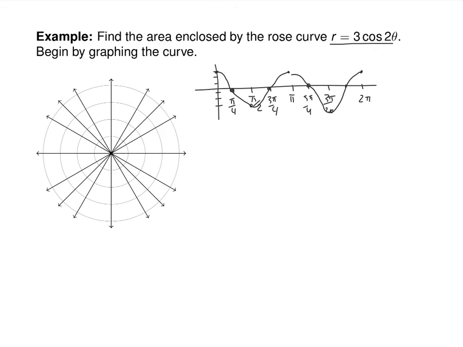This will actually be a 4-petal rose. So we start at 3, by pi quarters we're down to 0. This pi quarters to pi halves bit will be down here. That direction, that direction, that direction. So by pi, we're out at 3. 5 pi quarters back to 0. 3 pi halves had a radius of -3, back down to 0, etc.